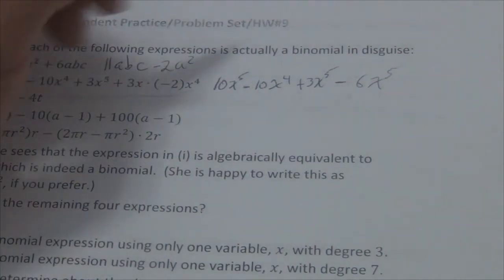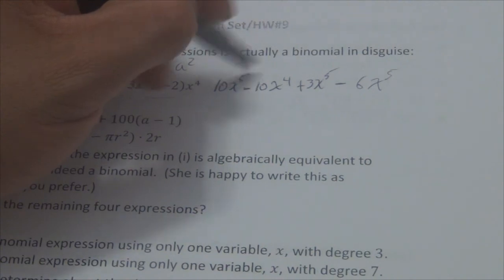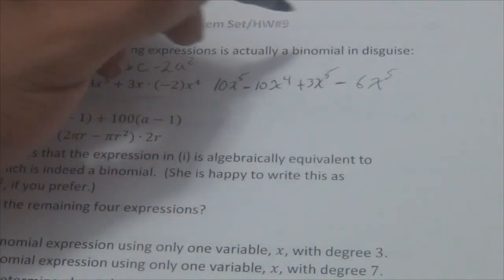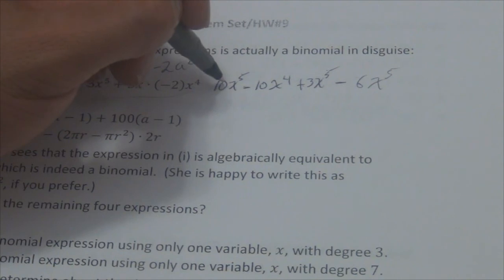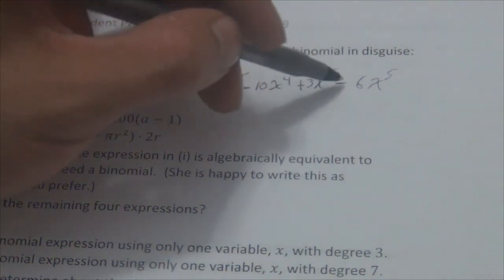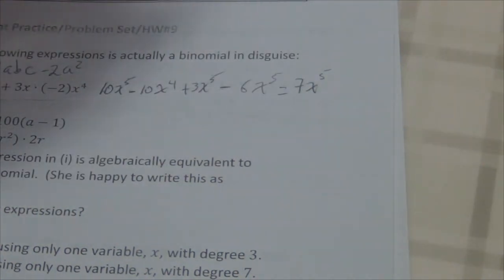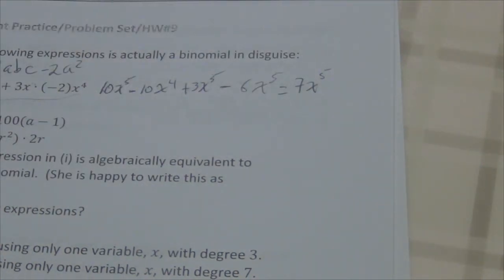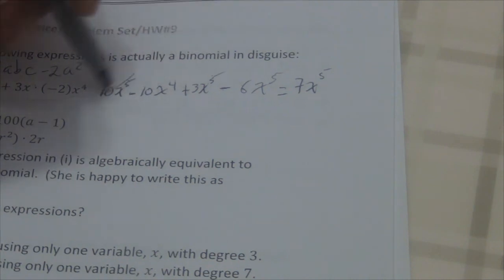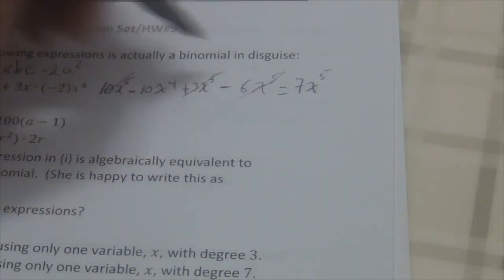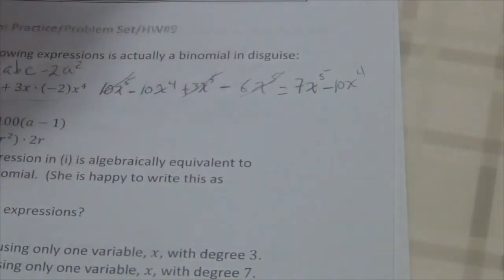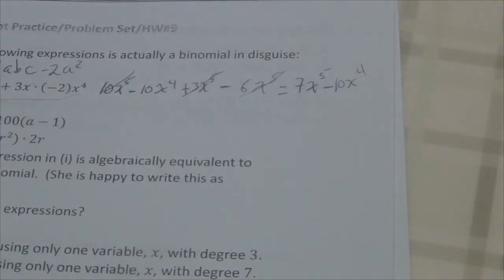Okay, and now we have the like terms, so 10x to the fifth, 3x to the fifth, and negative 6x to the fifth. So the whole thing, 10 plus 3 is 13, 13 minus 6 is 7, so this is the same thing as 7x to the fifth minus 10x to the fourth. And yes, this is a binomial again.